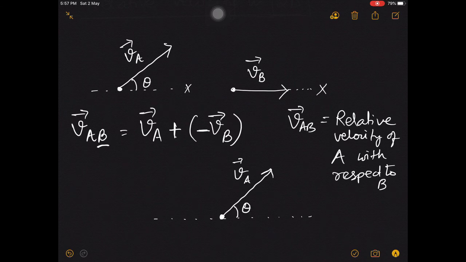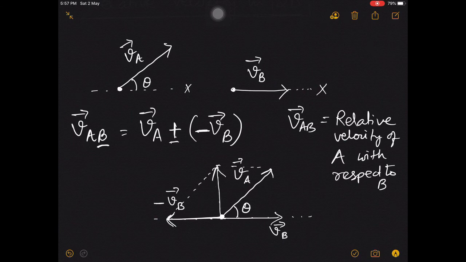Now from this point I will use the parallelogram law of vector addition here. From the tail of this first vector I will draw my second vector. What is my second vector? It is minus VB. See, minus VB in this direction. Quite evident, because your VB was in this direction, so the opposite direction is for minus VB, and then you have to add. So let's add here. So this is the velocity of A with respect to B.